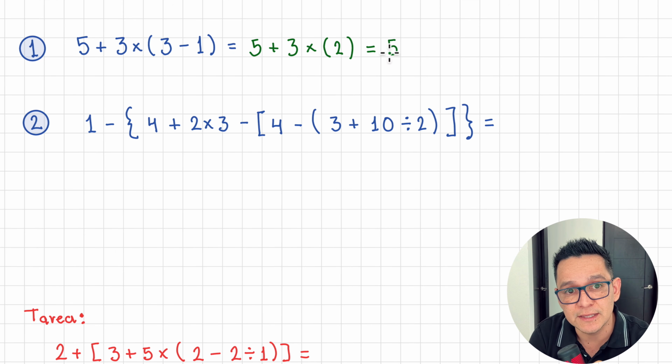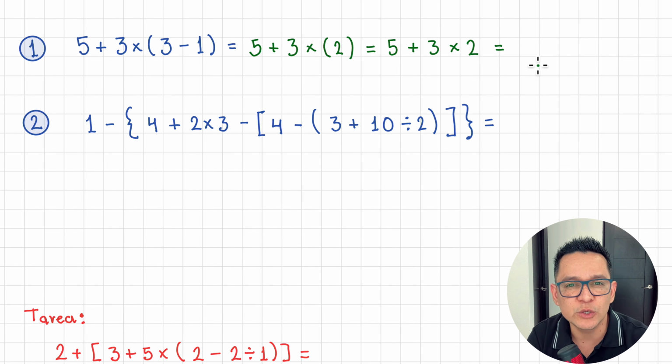So now I just bring down the 5 again. I'll write the plus, also the 3, also the times. But now look, I'm not going to put the parenthesis anymore. I'm only going to write what was left inside it, which was 2. That's it. The operation has now become 5 plus 3 times 2.